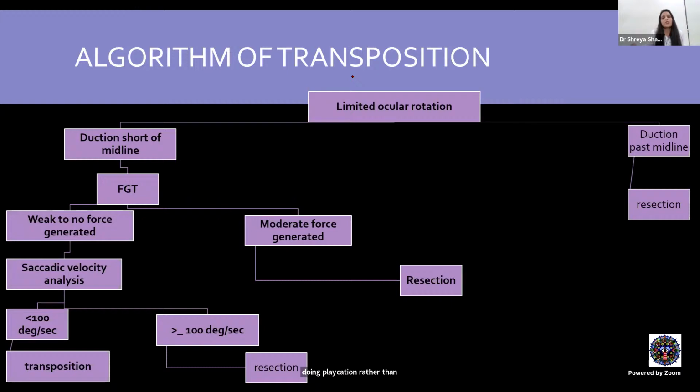So this is the algorithm. Whenever there is a limited ocular rotation, if abduction is past midline, simple resection will work. But if abduction is short of midline, do a force generation test. If it is weak or no force is generated, saccadic velocity analysis should be done. And if it is less than 100 degrees per second, transposition of muscle should be done. But if there is moderate force generation, you can again do resection. If the saccadic velocity is more than 100 degrees per second, you can again do resection of the muscle.